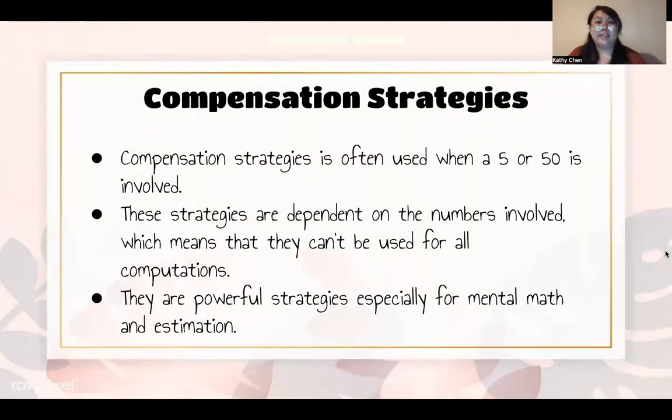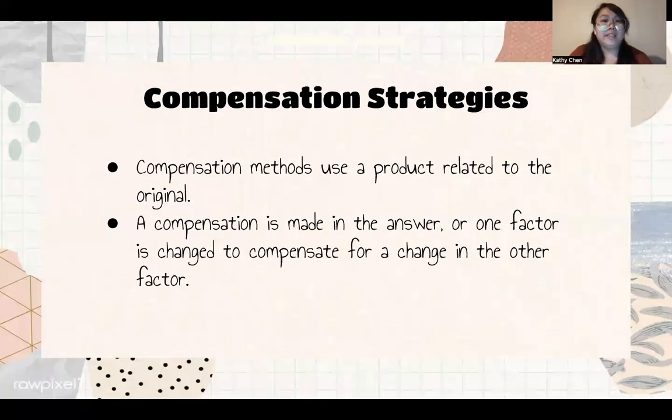Compensation strategies is often used when a 5 or 50 is involved. These strategies are dependent on the numbers involved, which means that they can't be used for all computations. They are powerful strategies, especially for mental math and estimation. Compensation methods use a product related to the original. A compensation is made in the answer, or one factor is changed to compensate for a change in the other factor.